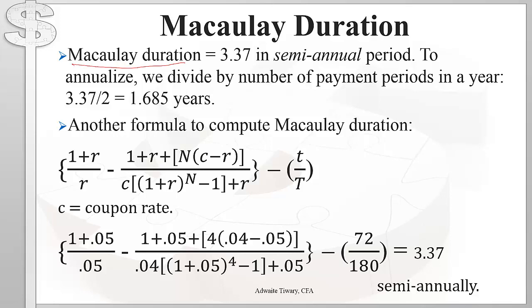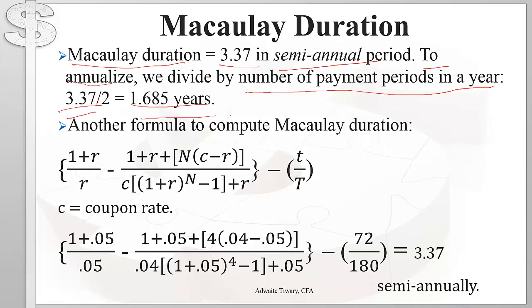Now we just got the Macaulay duration as 3.37 expressed per period, which is 6 months. To annualize, we simply divide the Macaulay duration by the number of payment periods in a year. So we divide it by 2 to get 1.685 years.